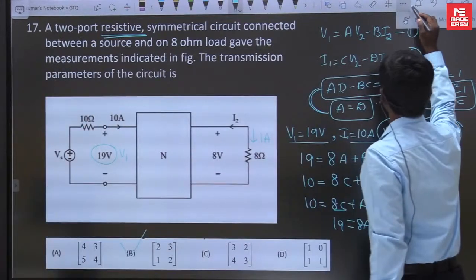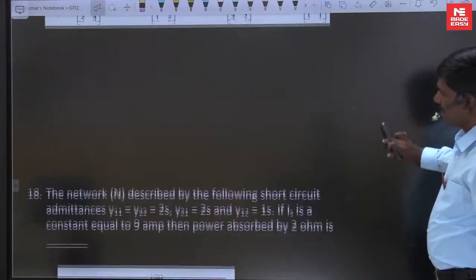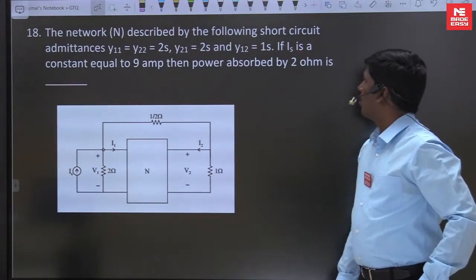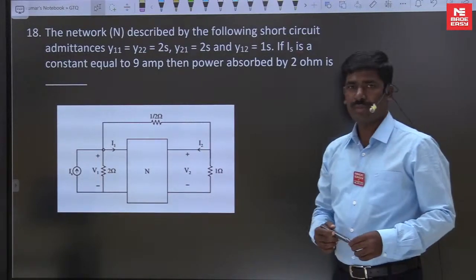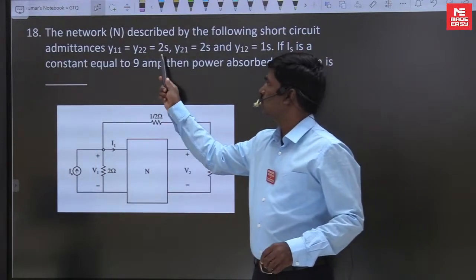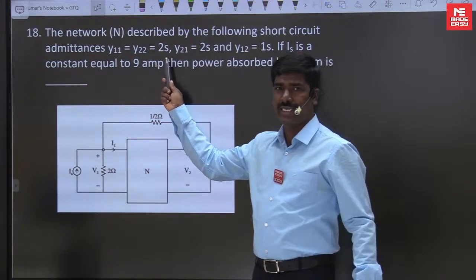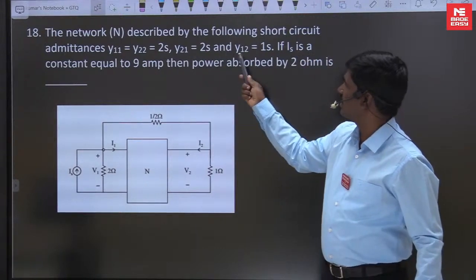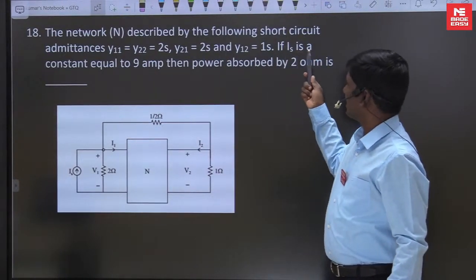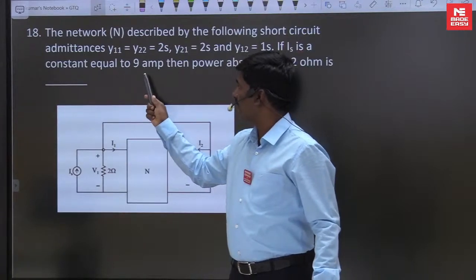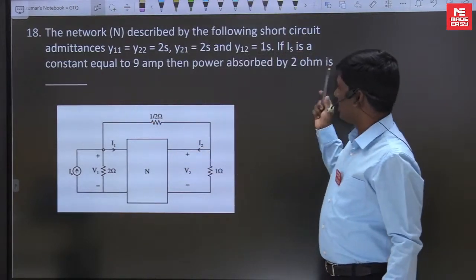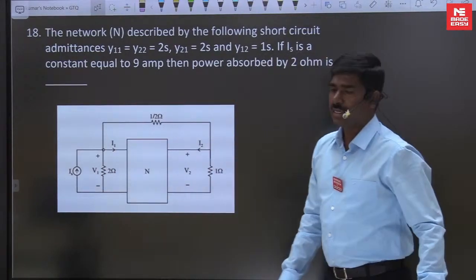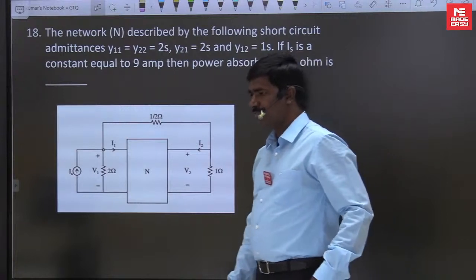Next. The network N is described by the following short circuit admittances: Y11 is equal to Y22 is equal to 2 Siemens. S is for Siemens, not inductor in Laplace. Y21 is 2 Siemens and Y12 is equal to 1 Siemens. If Is is a constant 9 amperes, then the power absorbed by the 2 ohms is how much? If the supply current is 9 amperes, give the answer now, fast.